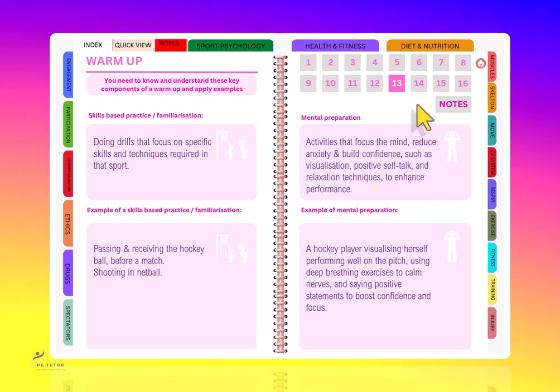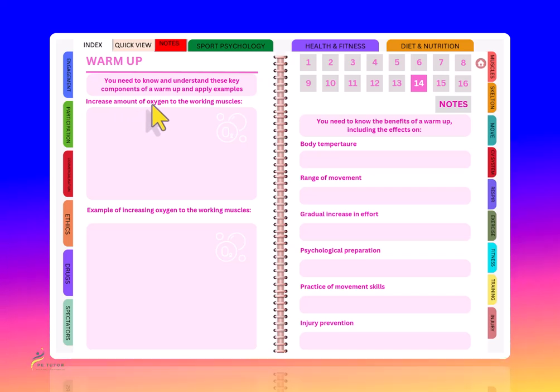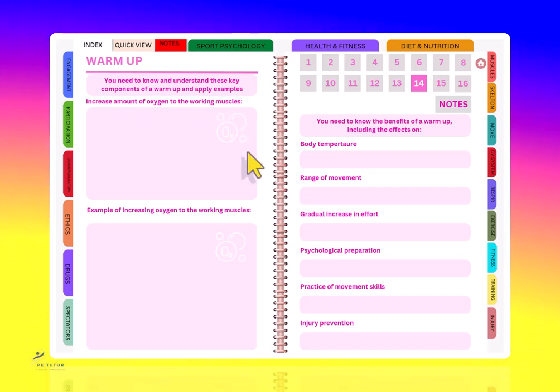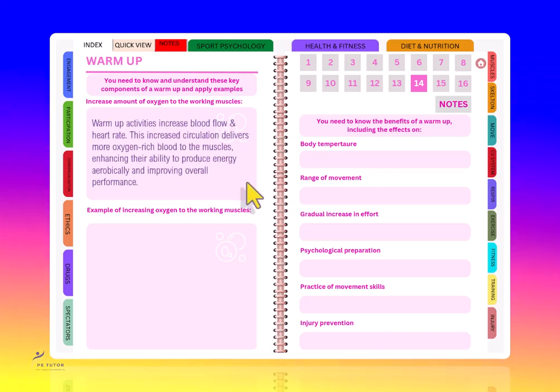And lastly on this one, let's look then at the increased amount of oxygen to the working muscles. So we know this before from our cardiovascular system, so this is actually just reiterating points that hopefully we're already familiar with. We're doing our warm-up activities because that's going to increase blood flow and heart rate, and we need to increase blood flow and heart rate because we want that increased circulation delivering more oxygen-rich blood to the muscles.